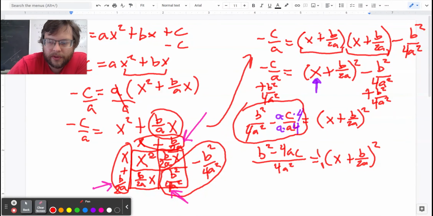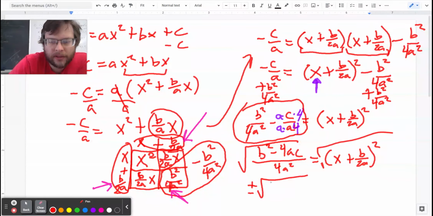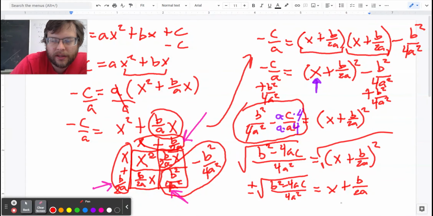Let's square root both sides to deal with the x squared part. And when you take a square root, remember you have the positive and the negative answer. So now we have plus or minus square root of b squared minus 4ac over 4a squared equals x plus b over 2a. The last step then is subtracting b over 2a from both sides.